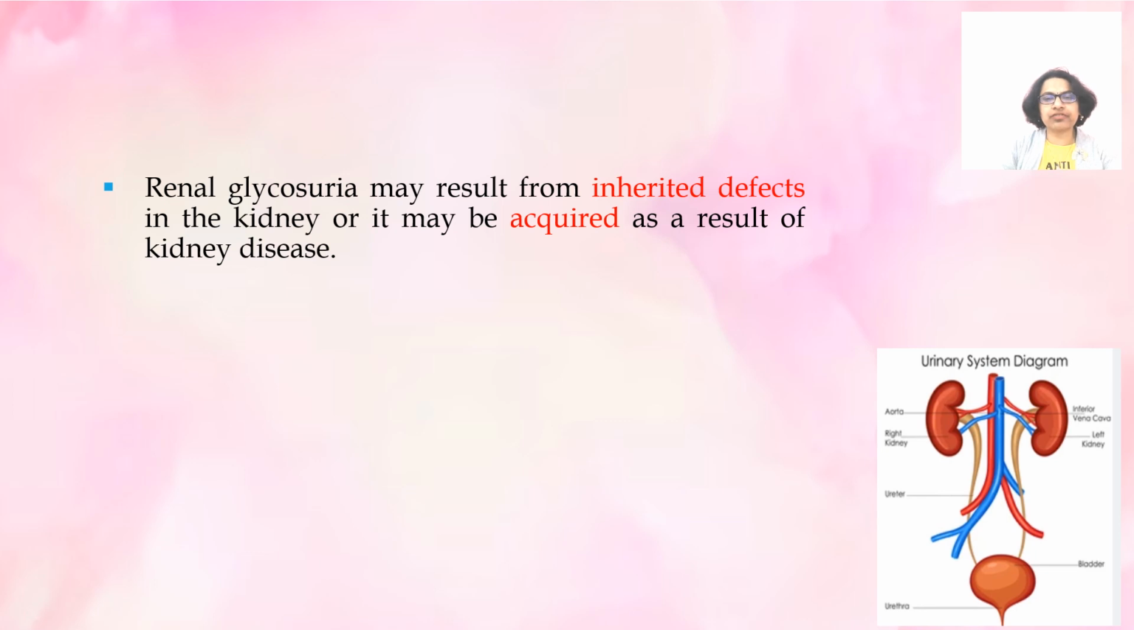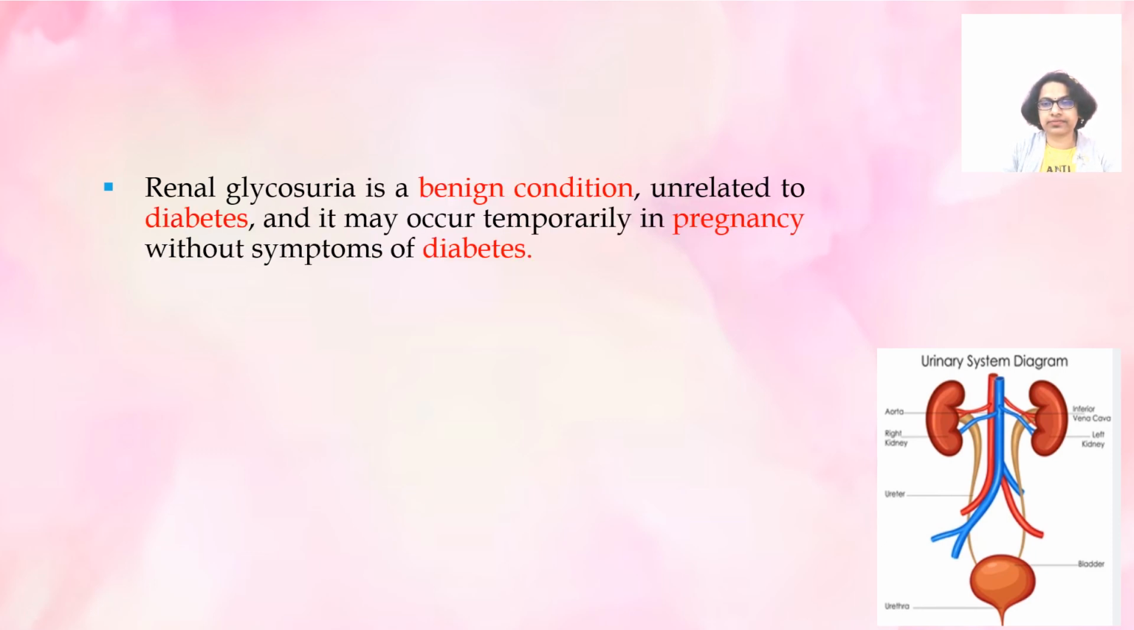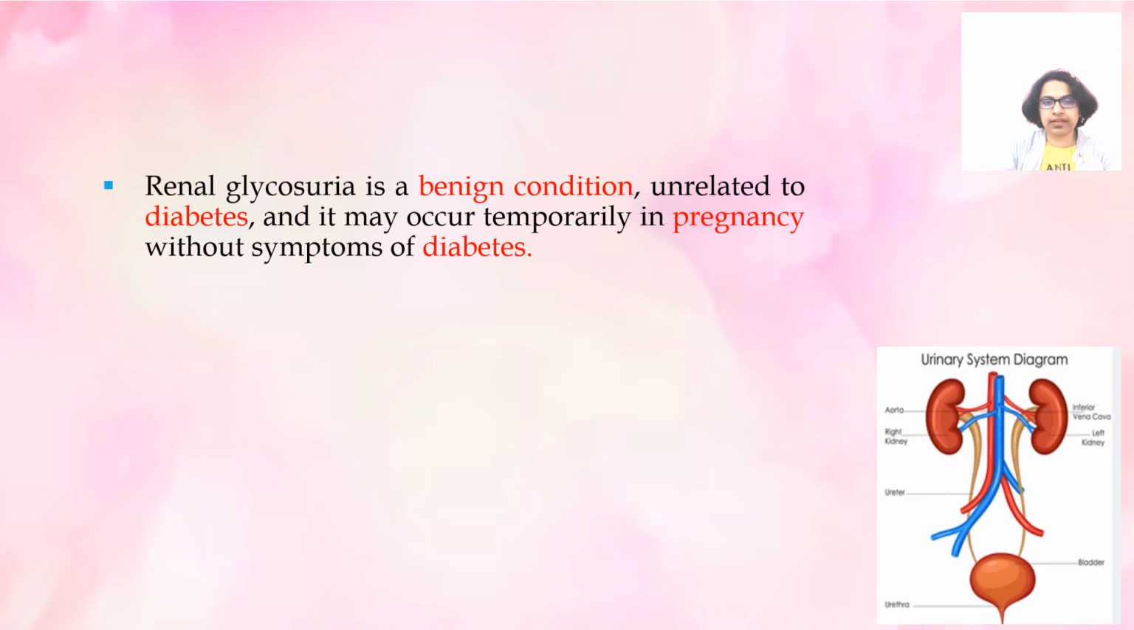Renal glycosuria may result from inherited defects, maybe a genetic abnormality in the kidneys, or it may be acquired as a result of kidney diseases.